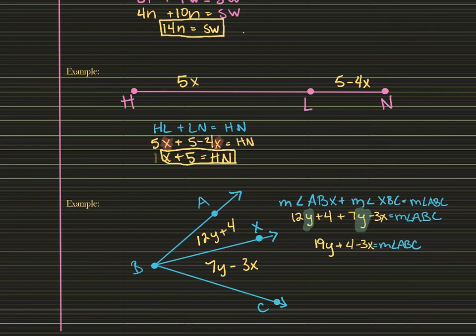Now, though, I want to make sure that I rewrite this expression so that my letters are in alphabetical order. When I do that, I'm going to move x to the front, and I want to make sure I keep the sign with it, so it's going to become negative 3x. Then I'm going to put 19y, because in the alphabet it's x, y, z, so x comes first. And then constants always go at the end. So negative 3x plus 19y plus 4 is equal to the measure of angle ABC. And that concludes our notes on combining like terms.